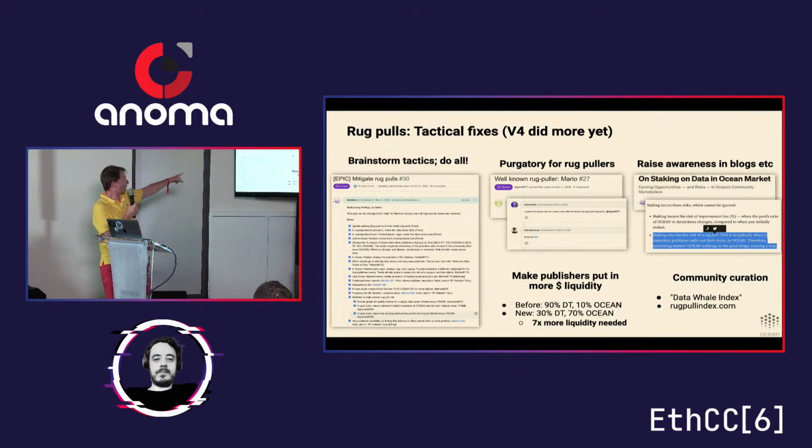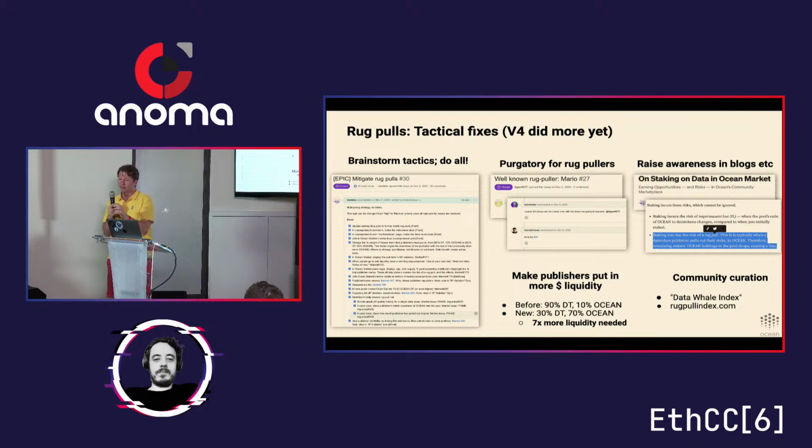So we created, on the left, a GitHub issue, an Epic in ZenHub, and we have like 15 different tactics to fix that. Some of them: purgatory for rug pullers. Once someone was identified as a rug puller, we would use the same policy of takedowns as for GitHub, and we would remove their assets. We would also raise awareness like crazy in blogs and tweets, saying be careful, understand what you're doing.